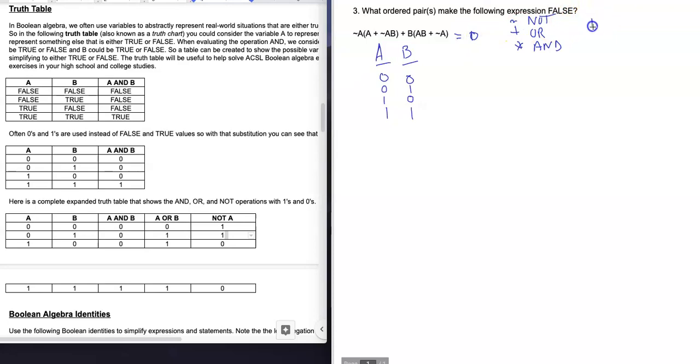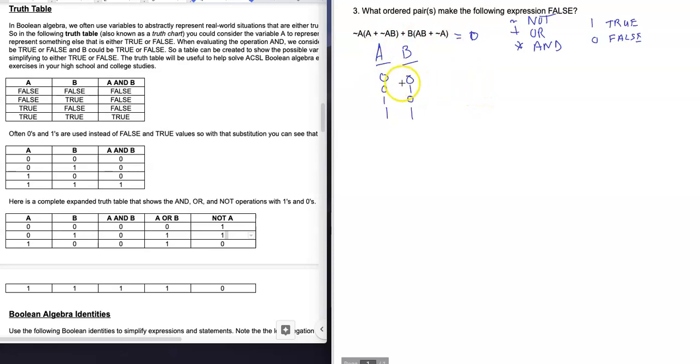And of course, you know that 1 is often our shortened way of representing true in Boolean algebra, and a 0 is sometimes used to mean false. Okay, well, let's plug these ordered pairs into this expression.